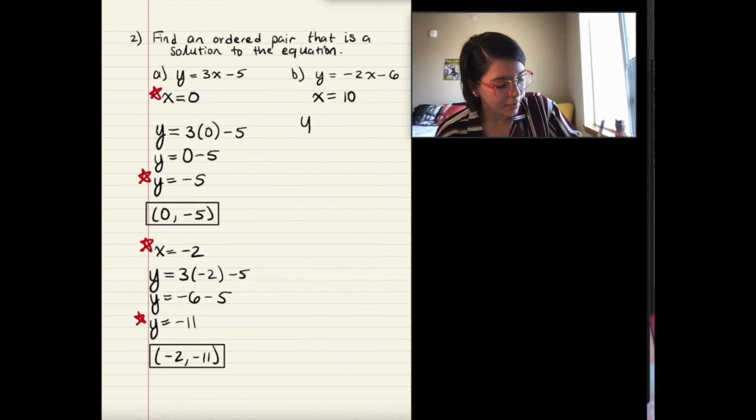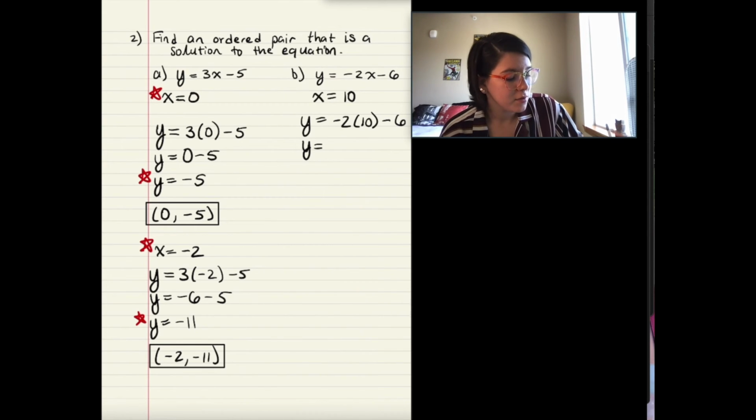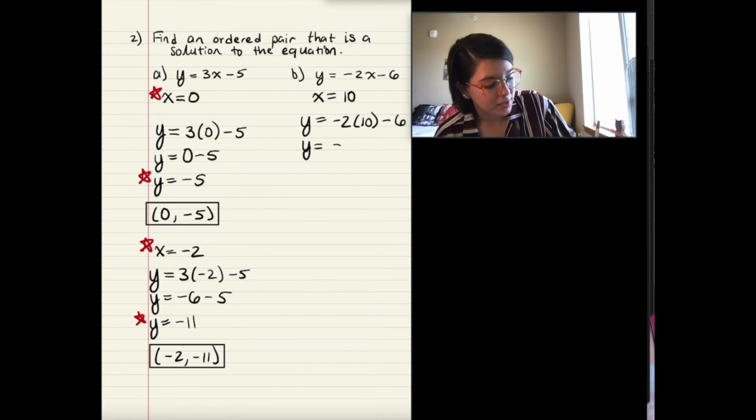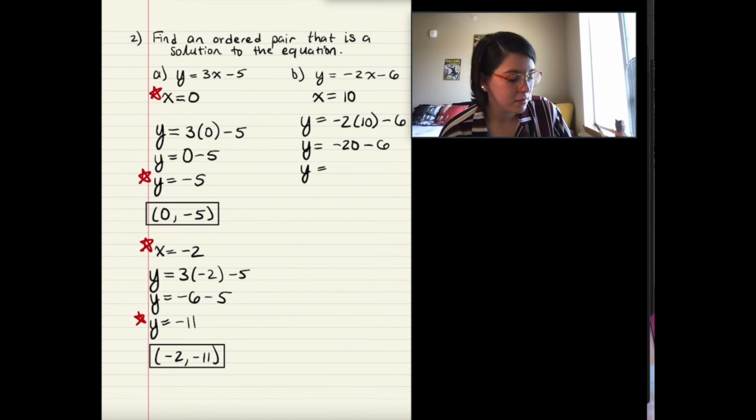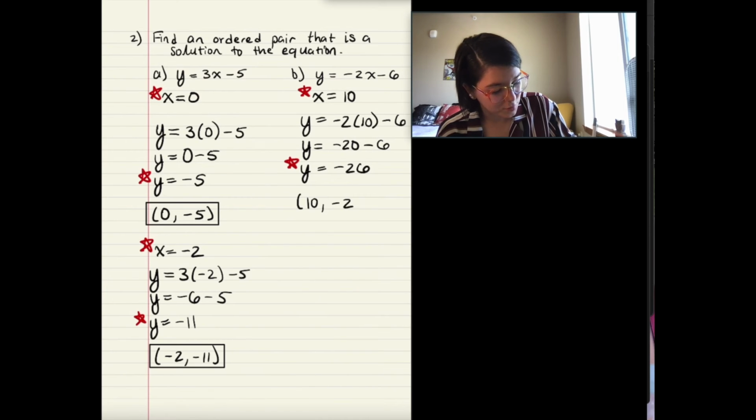So we have y, that's what we're going to try to figure out, is equal to negative 2 times our x, which we said is 10, minus 6. So y is equal to negative 2 times 10, which would be negative 20, minus 6. So we have negative 20 minus 6, which gives us negative 26. Our x coordinate is 10. Our y coordinate is negative 26. So our coordinate pair will be 10, negative 26.